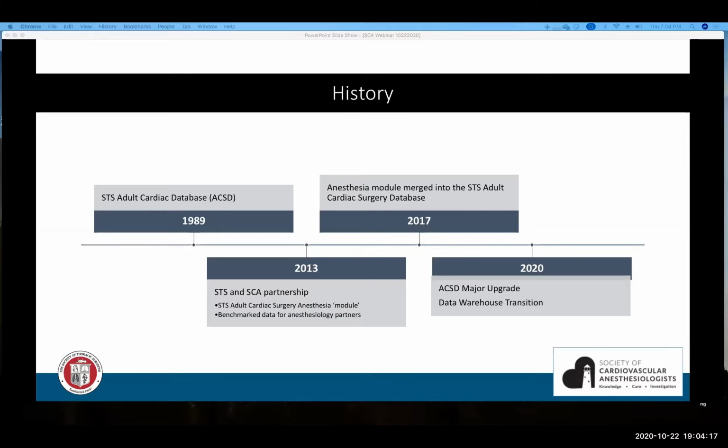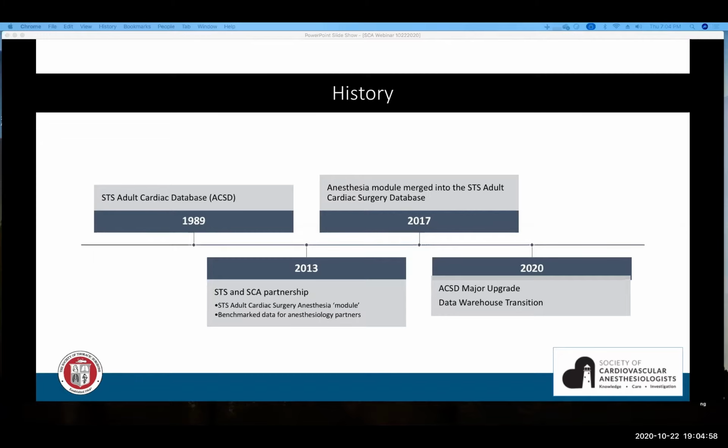So quickly, I was hoping to go over the history of the adult cardiac surgery database and the participation and the collaboration of the Society of Cardiovascular Anesthesiologists in the database. As you can see in this timeline, the adult cardiac surgery database was created back in 1989. In 2013, a partnership was formed between the STS and the SCA, and the so-called Anesthesia Section of the adult cardiac surgery database was created.